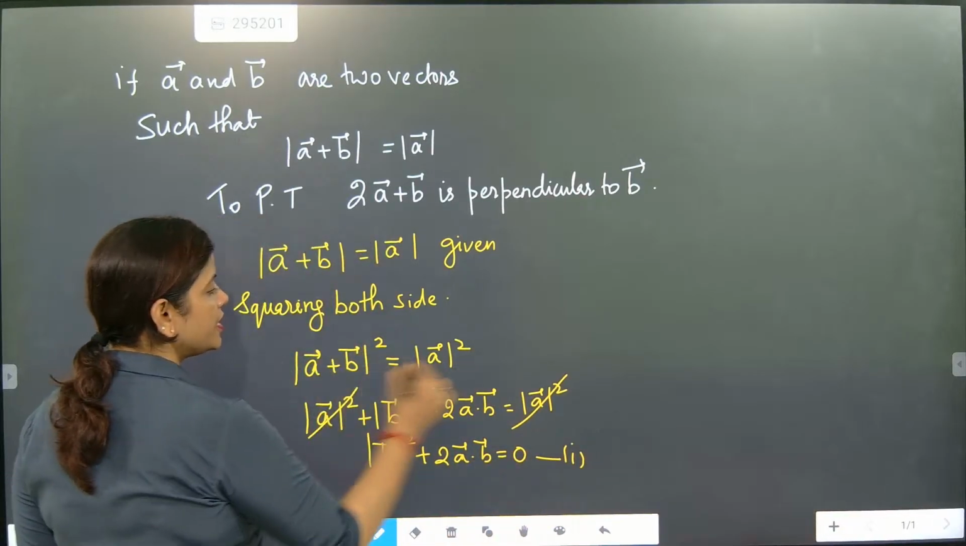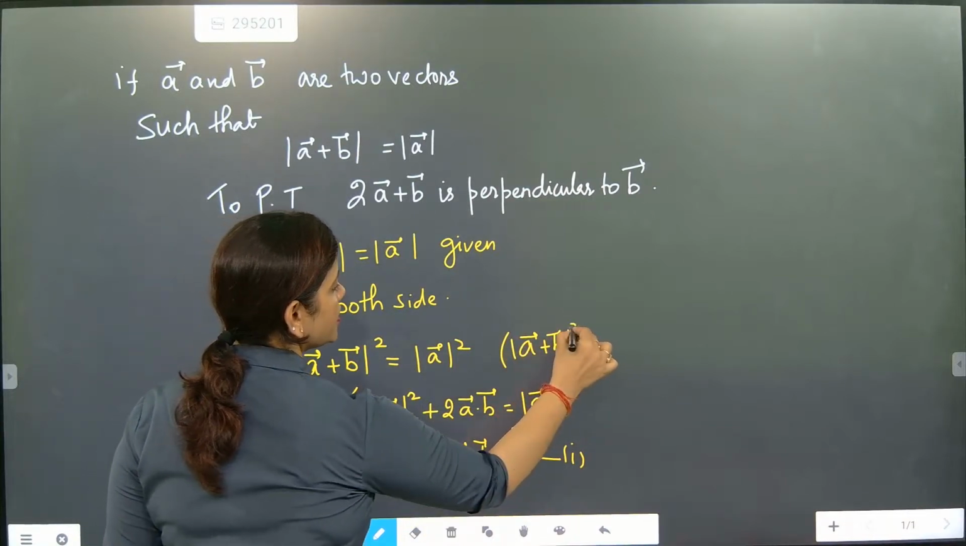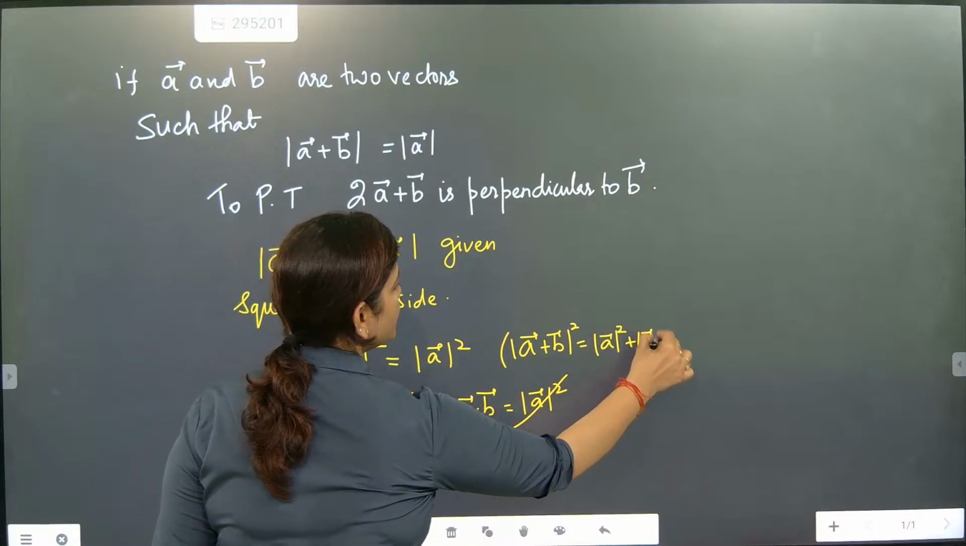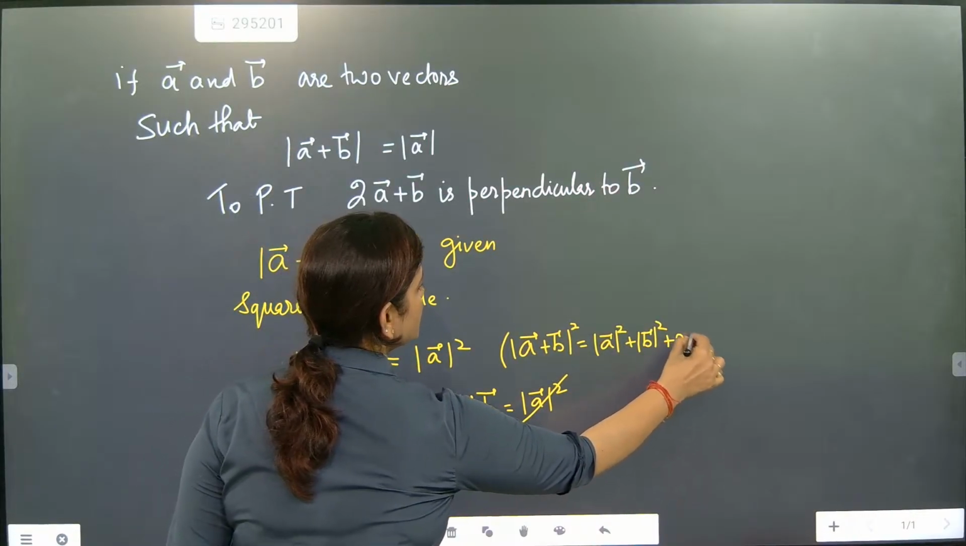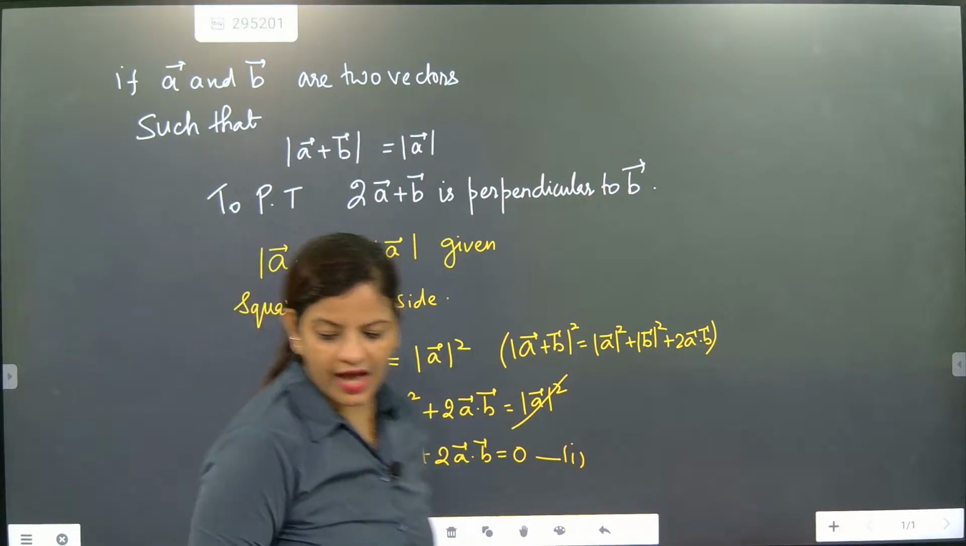And how have we written this? We know the formula. Magnitude of A plus B whole square is equal to magnitude of A vector whole square plus magnitude of B vector whole square plus 2 A vector dot B vector. So this is exactly what we have proved.